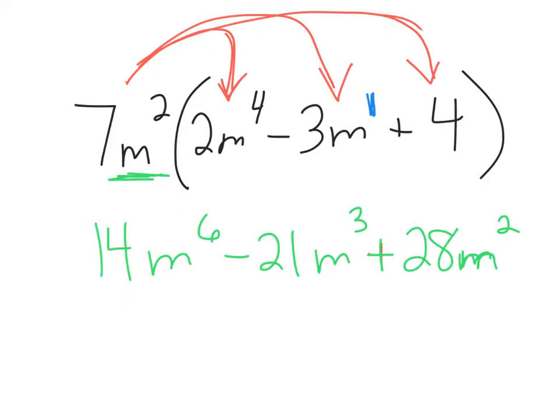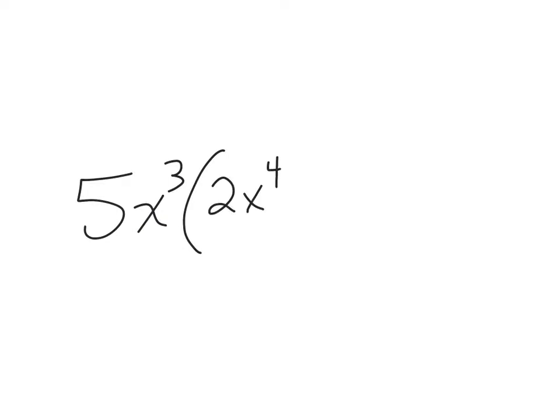And so giving you another one, let's say we have this. 5x to the third, and let's multiply that by, let's say, 2x to the fourth plus, let's say, 4x squared minus 5x minus 7.